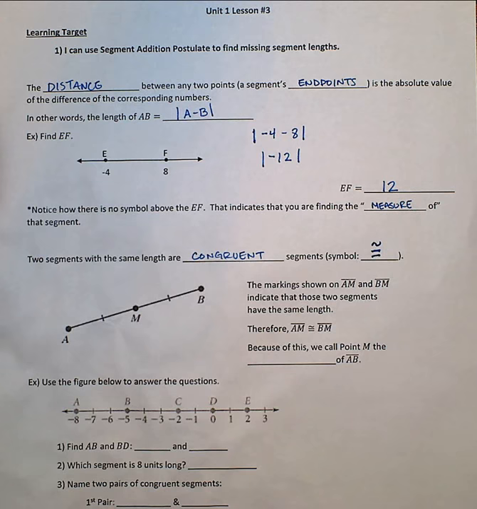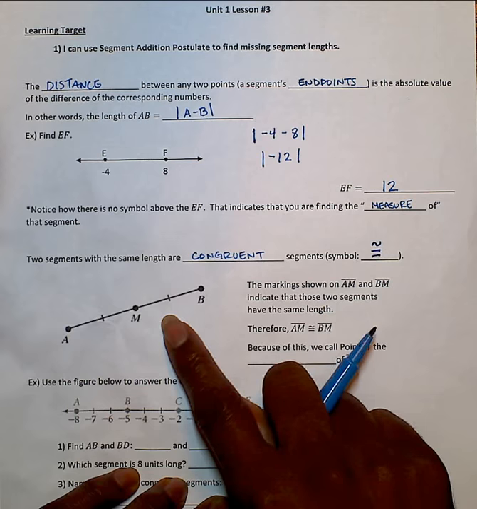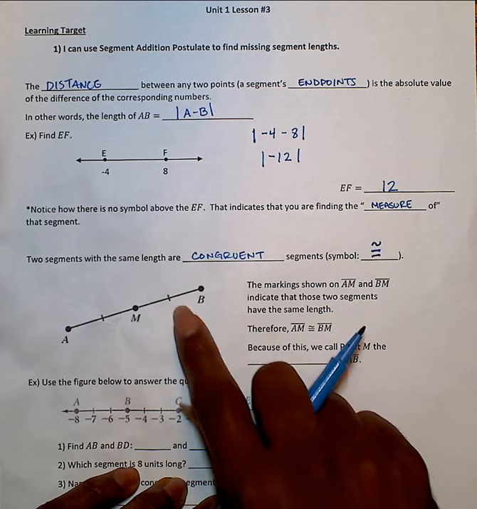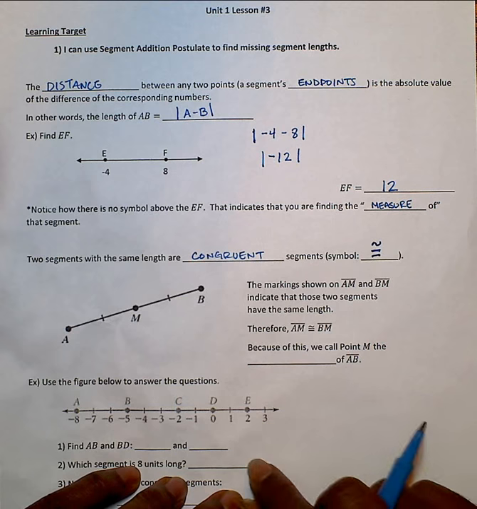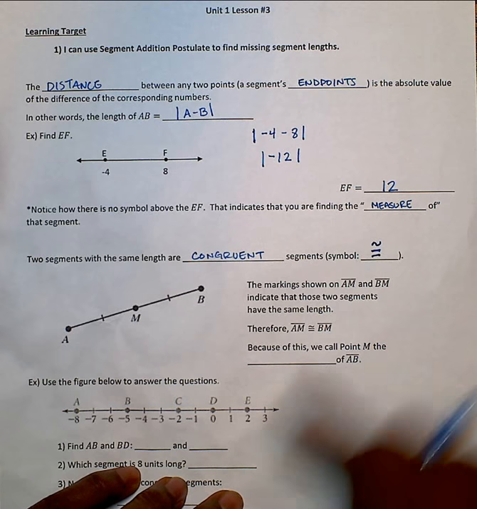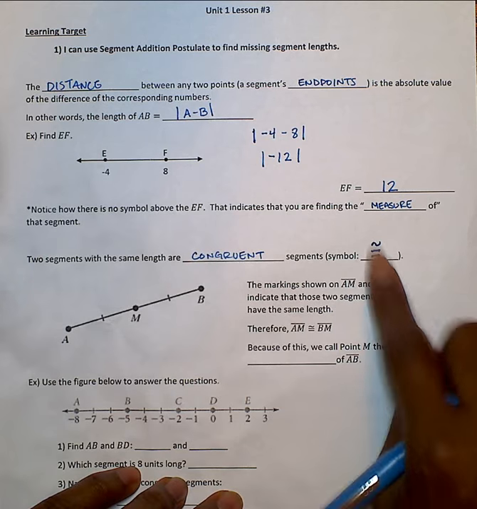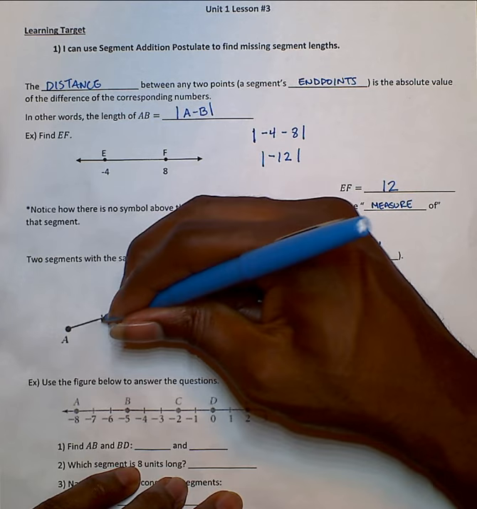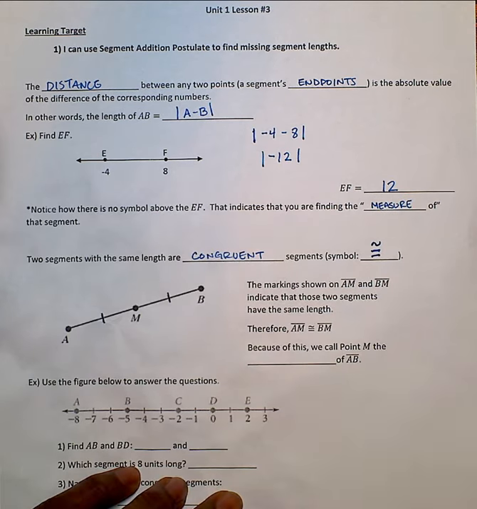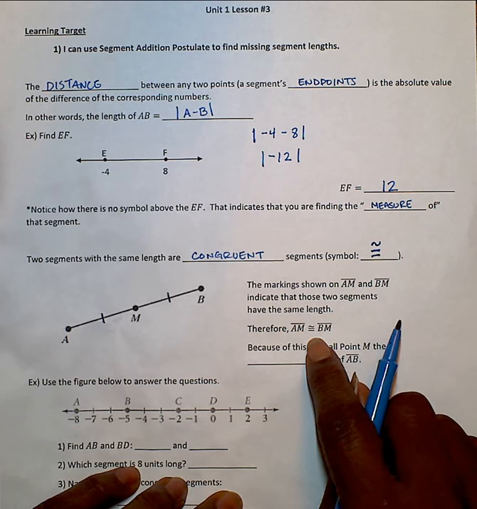In this diagram down here, you see that there's markings between AM and MB, or BM, and that indicates that those two segments have the same length. So we can say it in a couple different ways. If we're writing a sentence or a statement, we can use this congruent symbol. But if we're using just a diagram and I'm not giving you written sentences, then this says, hey, these two segments are the same. So that means segment AM is congruent to segment BM.